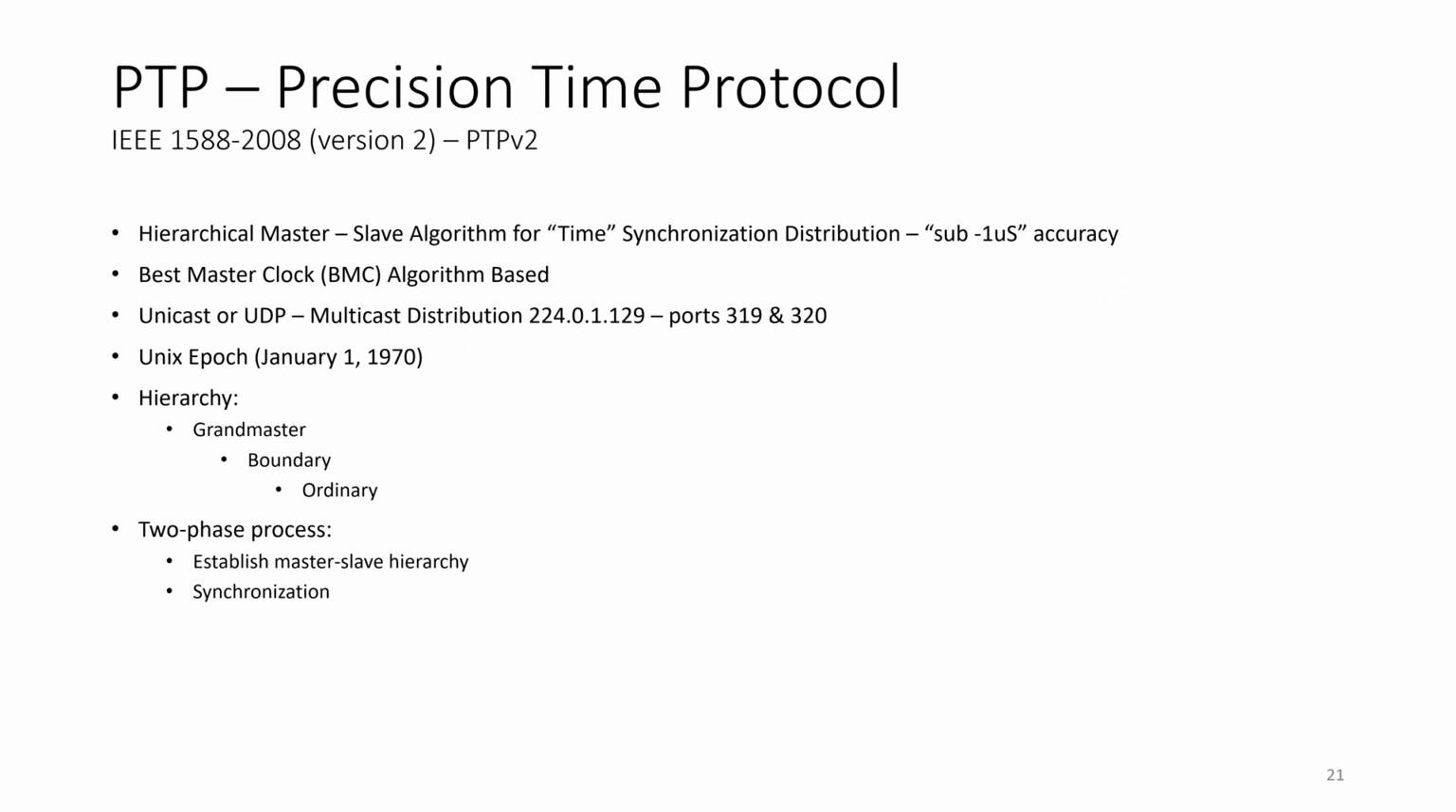And of course, an important aspect is the synchronization, and this is where the precision time protocol comes into play, also known as IEEE 1588, with the current version designated as 2008. You also may see this nomenclature shown as PTP v2 to indicate version 2 of PTP. But PTP is a hierarchical master-slave algorithm for time synchronized distribution. Very accurate in terms of accuracy.